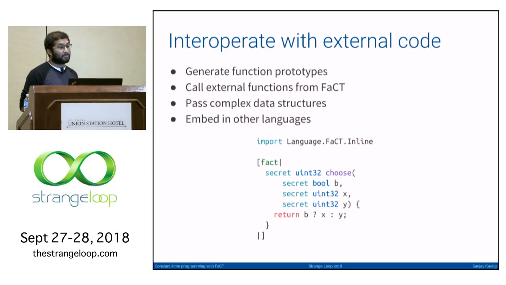And the coolest part is that we have libraries for embedding FaCT directly into other languages. We currently have embeddings for Python and Haskell. So here's a snippet of Haskell code with an inline FaCT function declaration. And this would generate a function choose in Haskell that you could then use as a Haskell function for a constant time selection routine, for example.